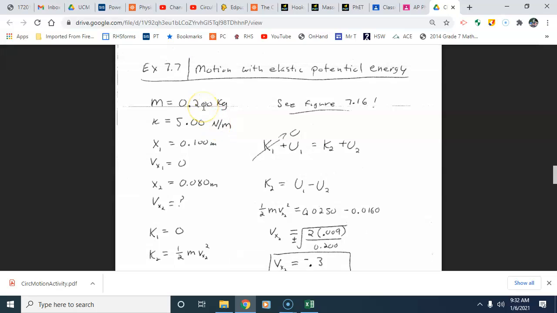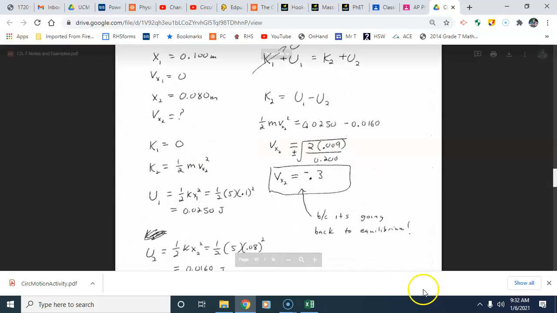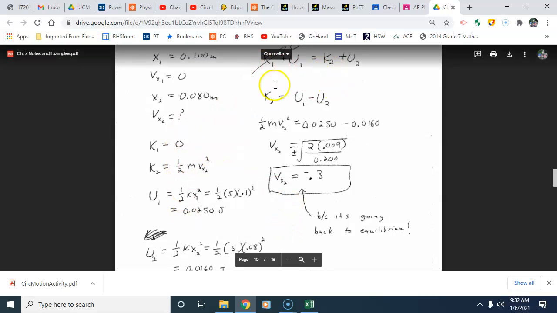The mass of this block is 0.2. K was 5. X at position 1 is 0.1. And it was released from rest, therefore Vx1, horizontal velocity 1, is 0. We're being asked about position 2, which is given as 0.08 meters, and we want to find the horizontal velocity as it passes through position 2. So that's our unknown. Again, I figured out all these pieces separately, but you could do it all at once in the equation when you're solving if you want.